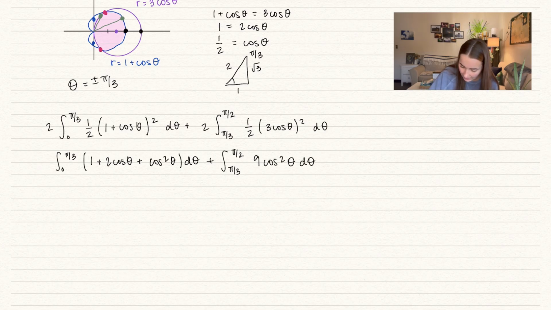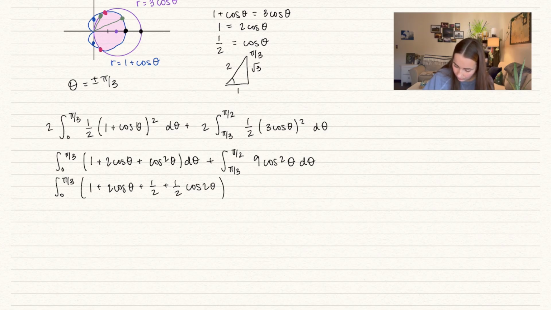So let's go ahead and begin simplifying this by plugging in our double angle identity. 2 cosine of theta plus, and that's going to be 1/2 plus 1/2 cosine of 2 theta, d theta, plus pi over 3 to pi over 2. That's going to be 9/2 plus 9/2 cosine of 2 theta. Put that whole thing in parentheses, d theta.